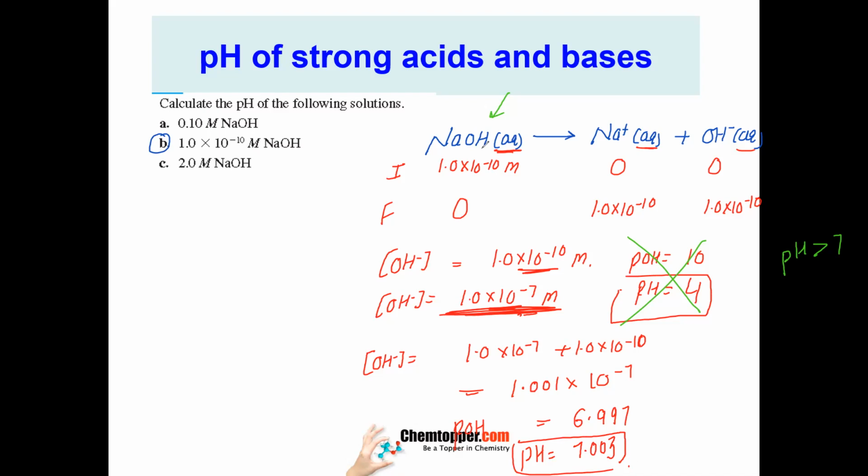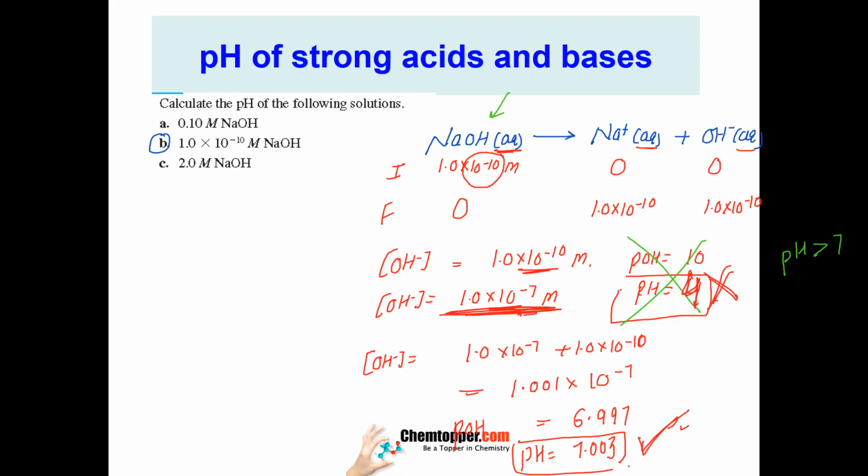So if in the exam they have given you a strong base with very low concentration, then add the concentration of OH minus or H plus from water and then calculate the pH. But still it is basic. Earlier it was 4 pH, and 4 is acidic. That was totally wrong, right? Now this is acceptable. It's nearly 7.